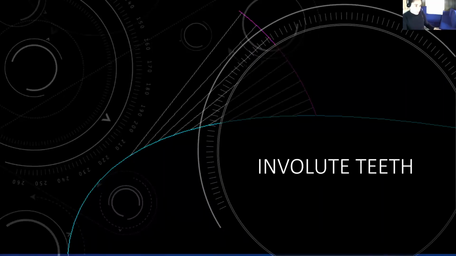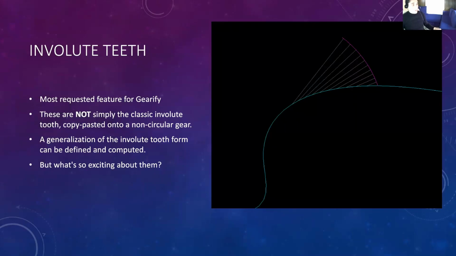Involute teeth, the holy grail of the non-circular gear for me. This is by far the most requested feature for the original version of Gearify. I want to stress that these are not simply your typical involute tooth that you'd see on a circular gear, just copy pasted onto a non-circular gear. You can actually come up with a generalization based on the law of gearing, and the next version of Gearify computes that generalization.